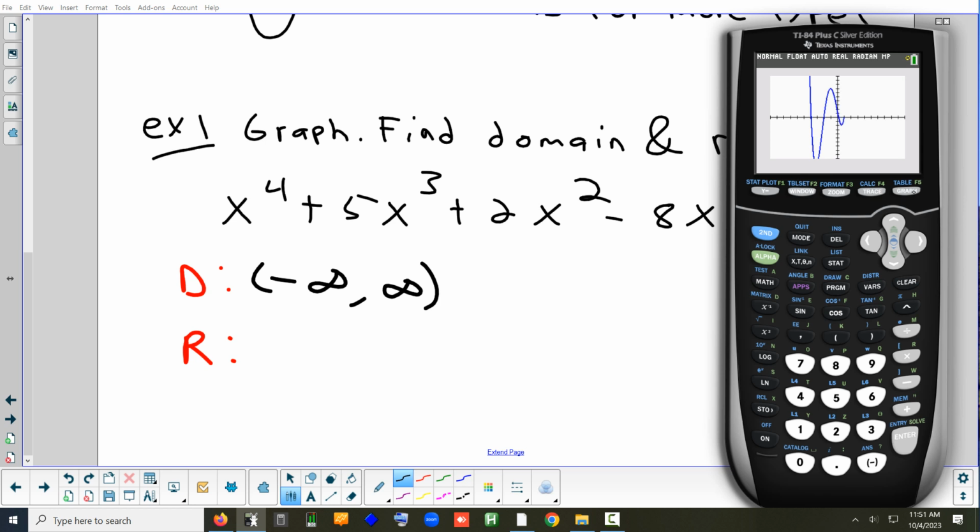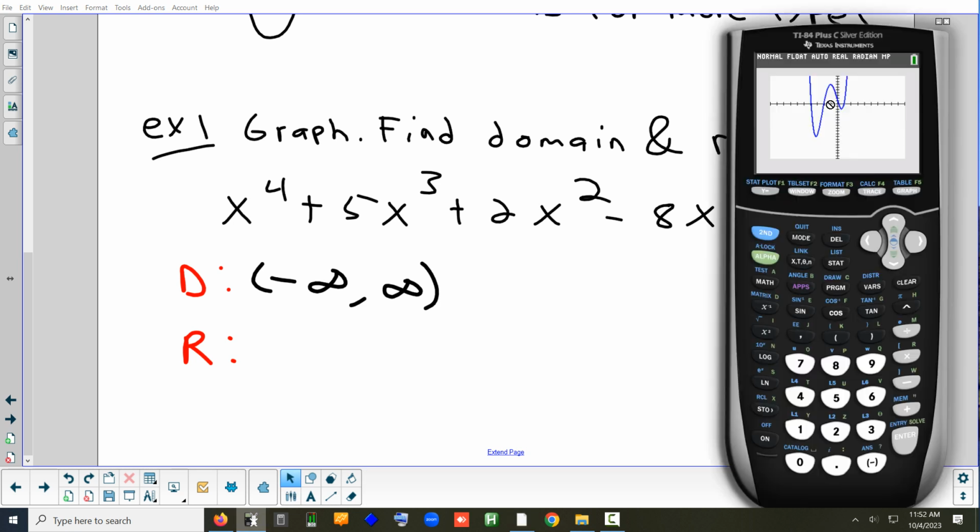Okay, is that a good window? Yeah, pretty good. Okay. Can I see the range? Not entirely. I don't know how low it goes, and that's what I need to know. So it goes a little bit lower than what I can see. If it goes off the screen, I'm not going to be able to find the range. So I set my y-min a little bit lower. All right. Now we can see it pretty well.